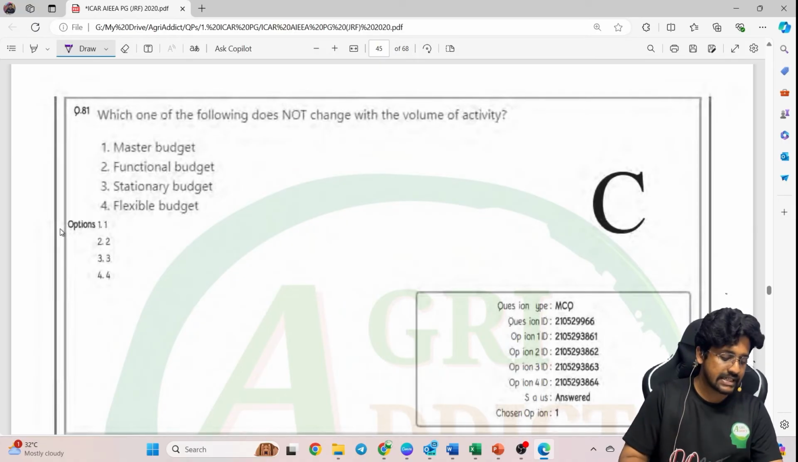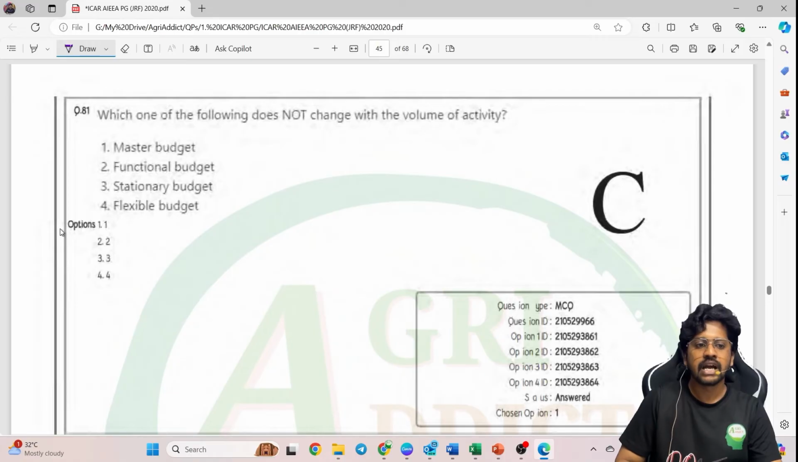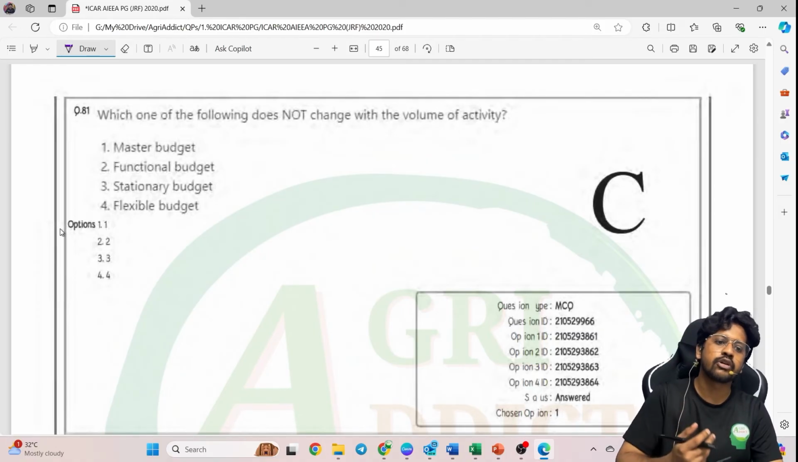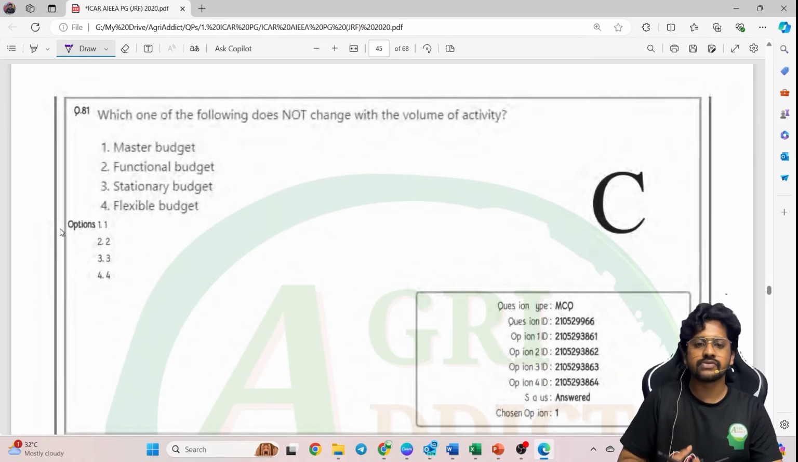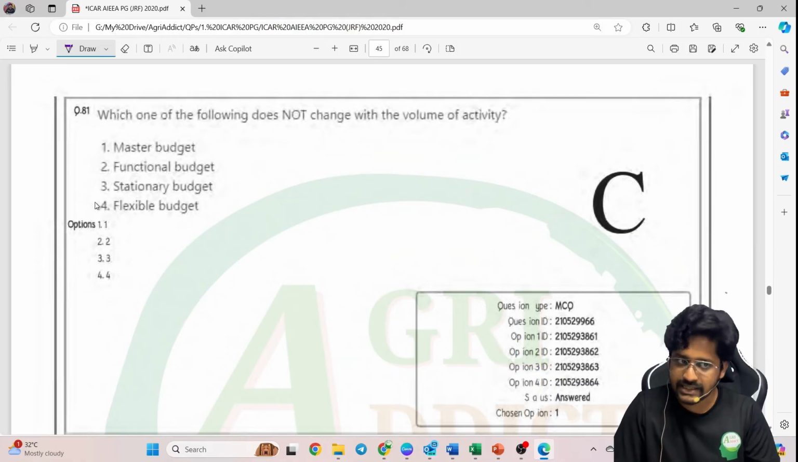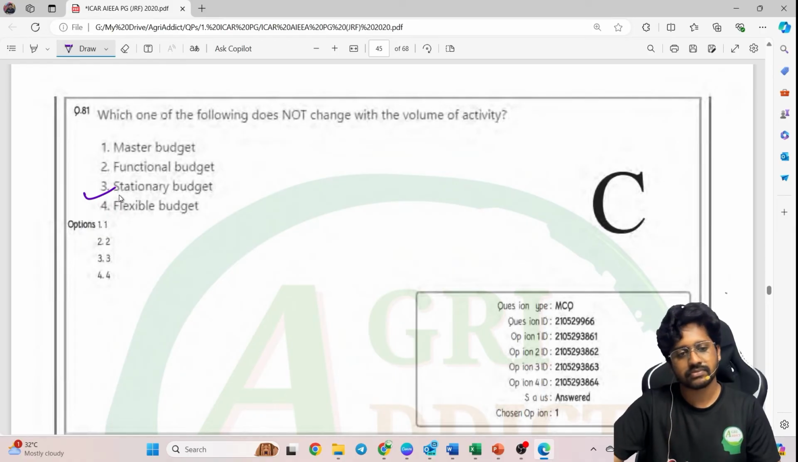The functional budget is actually a detailed financial plan for a particular, specified activity. And a flexible budget, in the name itself, is flexible. The budget is flexible according to the volume of the activities which can be carried out or which are removed from the plan. But the only budget which is not changing according to the volume of the activity is the stationary budget, and therefore the third option will be the correct answer.